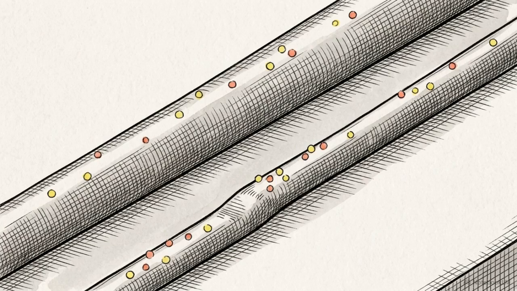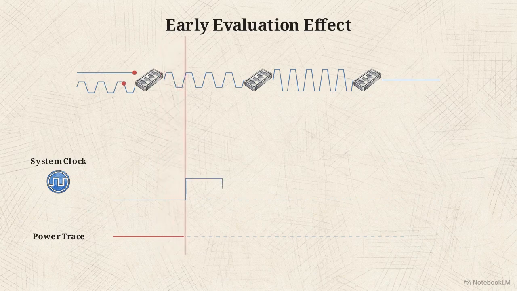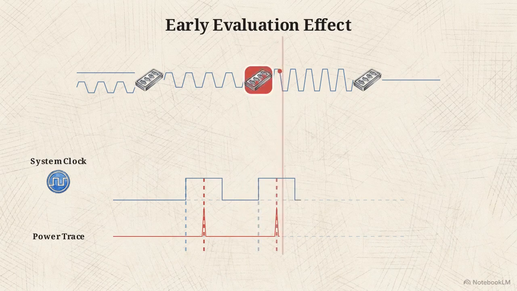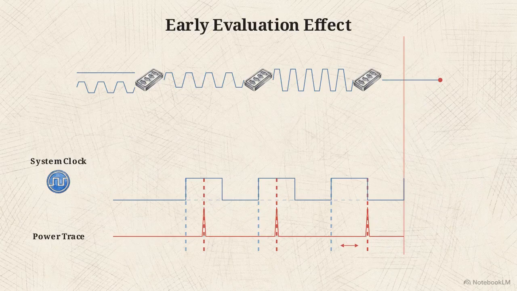This physical imperfection introduces a temporal vulnerability, known as the early evaluation effect. In a complex circuit, logic gates are cascaded together in long chains. If input signals arrive at a gate at slightly different times due to routing lengths, the gate evaluates its output at different times. These staggered arrivals cause a cascading delay, creating a clear dependency between the input data and the exact timing of the power spike.